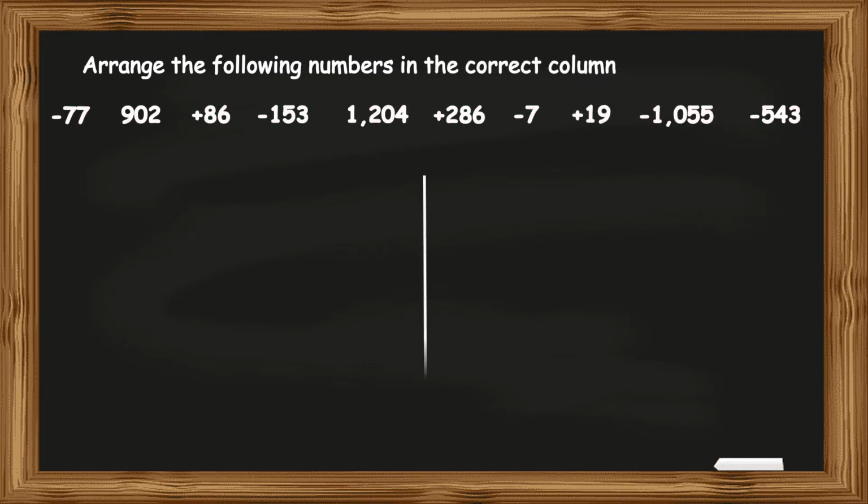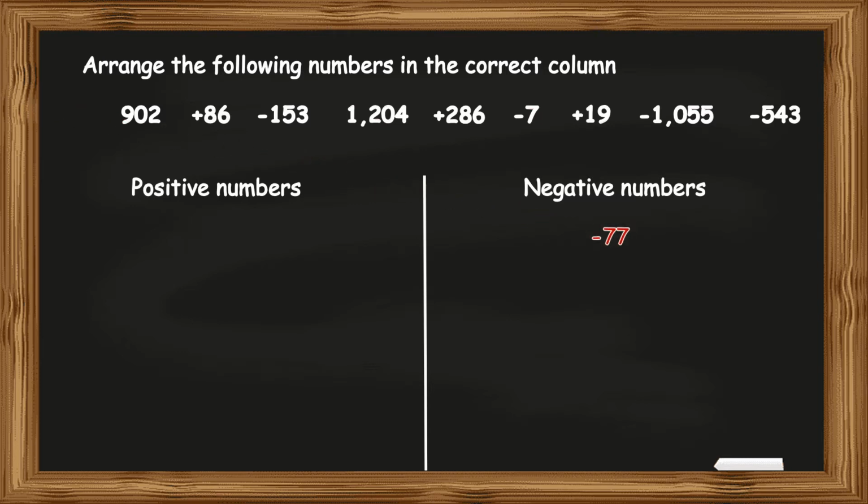Arrange the following numbers in the correct column. These are the numbers and the columns are positive numbers and negative numbers, which means you have to segregate the positive numbers and the negative numbers and put them in the correct column. Let's start with the first number, minus 77. It has a minus sign before it, so it is a negative number.